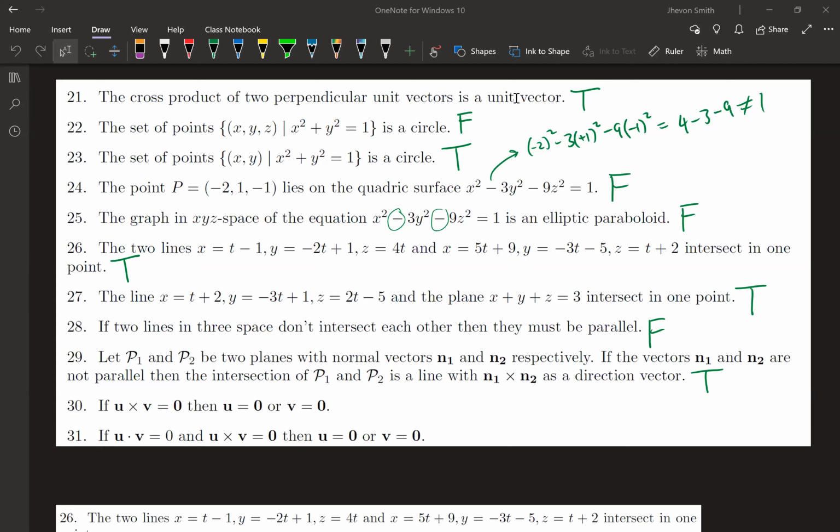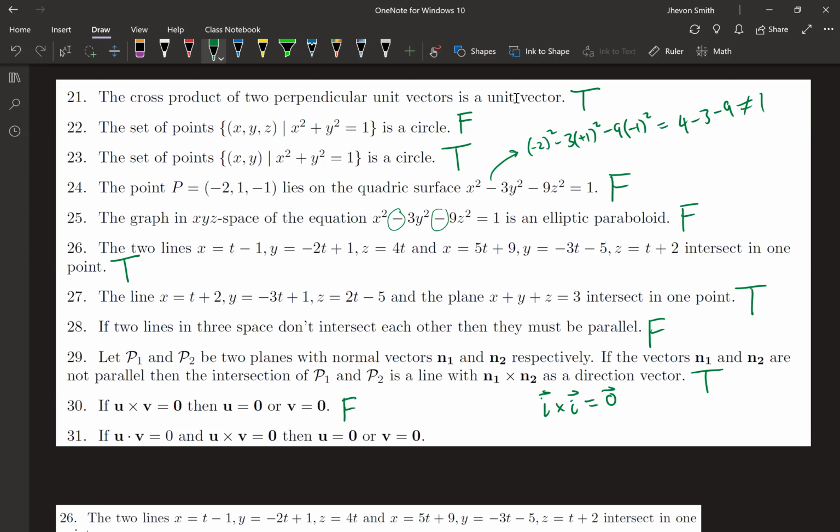67% believe it's false. Literally today, I showed you that i cross i is the zero vector. Notice that neither of those is the zero vector, and the cross product is zero. Remember, cross product equals zero does not mean that one of the vectors in the product is zero. It means that the two vectors are parallel. Therefore, this is actually false.